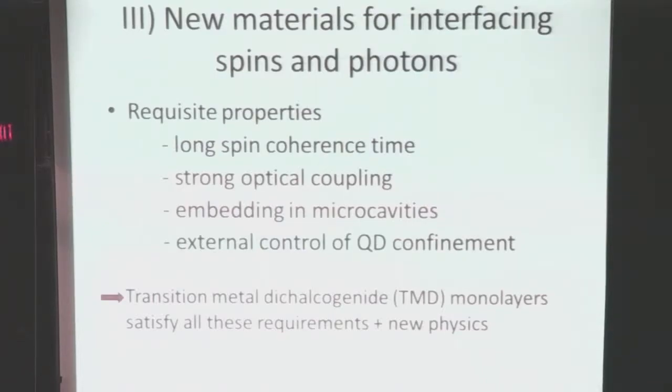So why am I talking to you about this system? The first element is that we expect the spin coherence in this system to be substantially longer than gallium arsenide. And there is already a recent preliminary experiment showing that this is the case. The reason is twofold. First of all, the dominant isotopes of the elements of both the transition metals and chalcogenides have zero nuclear spin. So it's in principle possible to have a nuclear spin-free material.